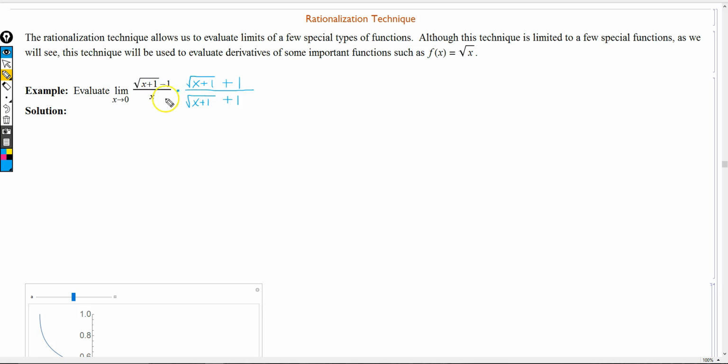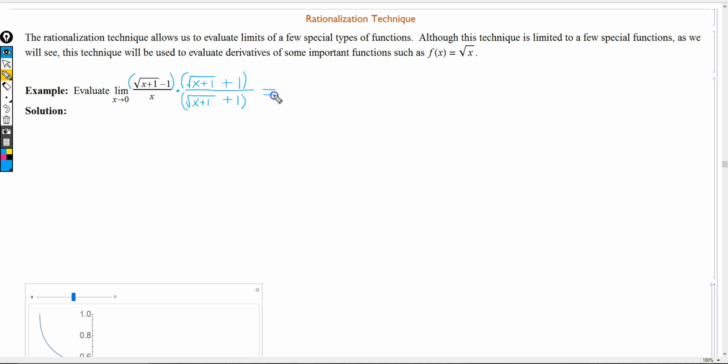Now, what we're going to do from here is we're going to FOIL out the top and we're going to multiply the denominators, but we're not going to actually FOIL out the denominators or distribute the x in. We're just going to leave them be. Now, also notice here, when we multiply by this term over this term, we haven't changed anything here, right? Because these two terms cancel and just give us back 1, right? So we haven't really changed anything.